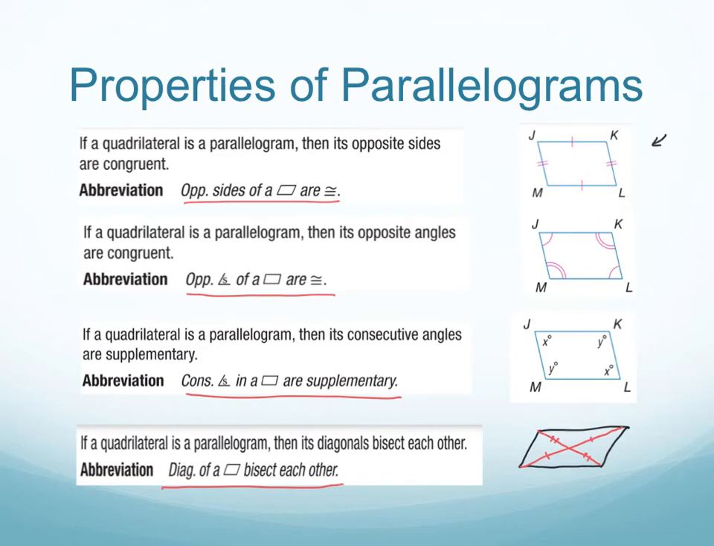Okay. Now, something to be careful about on this one. Just because the diagonals bisect each other does not mean the diagonals are equal to each other. So bear that in mind. They bisect each other, but they are not necessarily equal to each other.